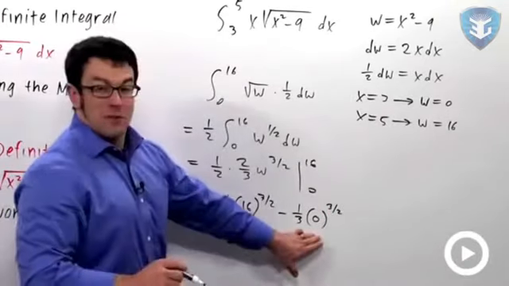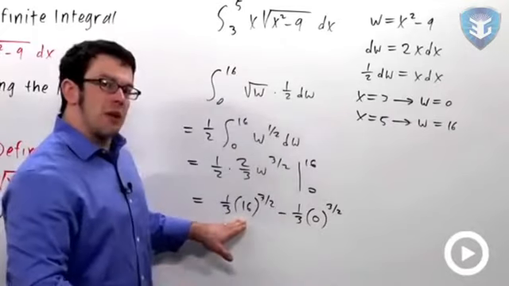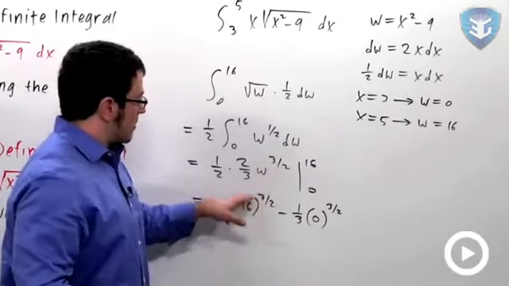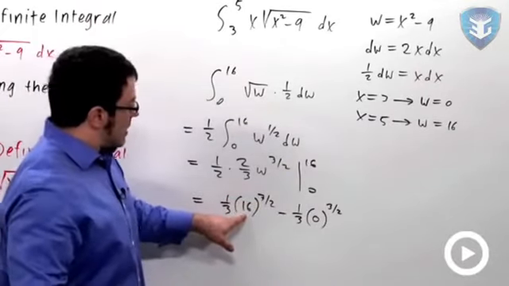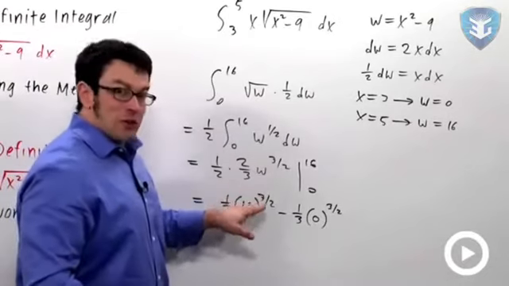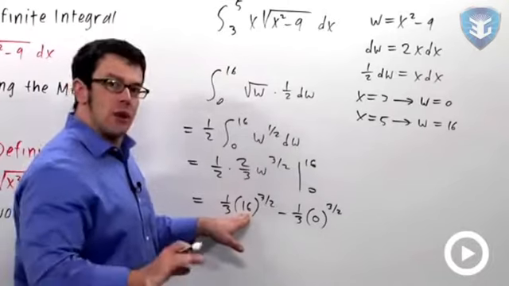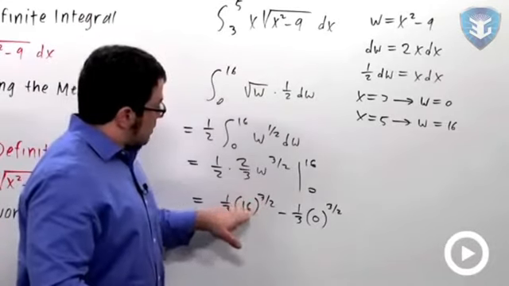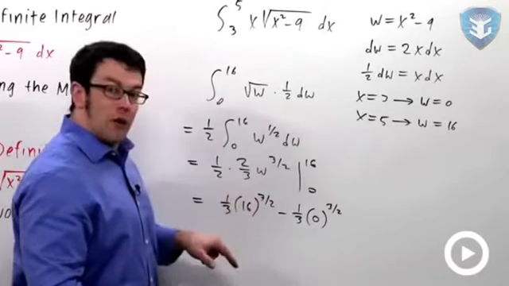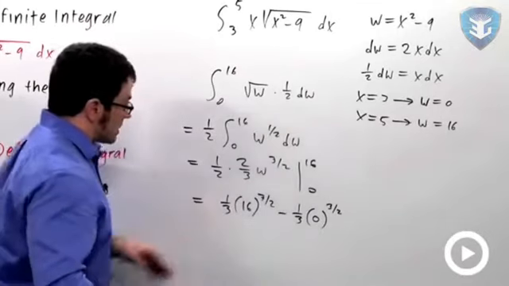Now, of course, this is going to be 0. But what's 16 to the 3/2? Whenever I have a fractional exponent, it depends on what the input is as to whether I want to cube first or take the square root first. But this number is a perfect square, so I'm going to take the square root first. The square root is 4, then raised to the third power is 64. So this is 64 thirds.